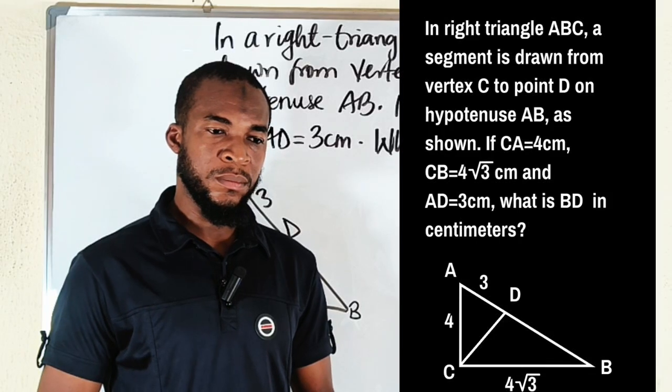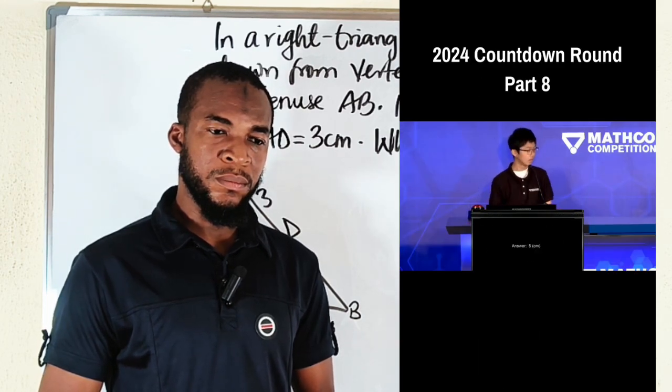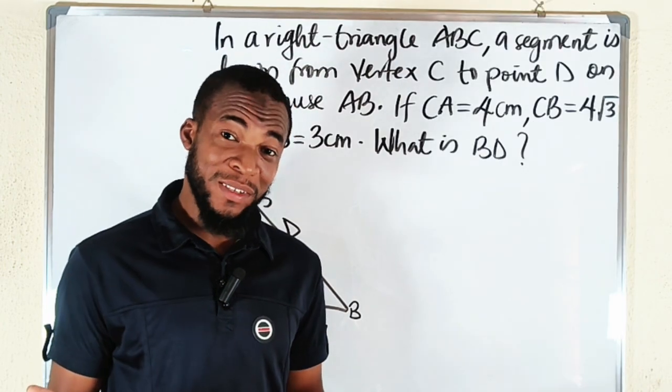In right triangle ABC, a segment is drawn from vertex C to point D on BC. 5. That is the correct answer. Ben takes the round. Congratulations. All right, moment of truth.